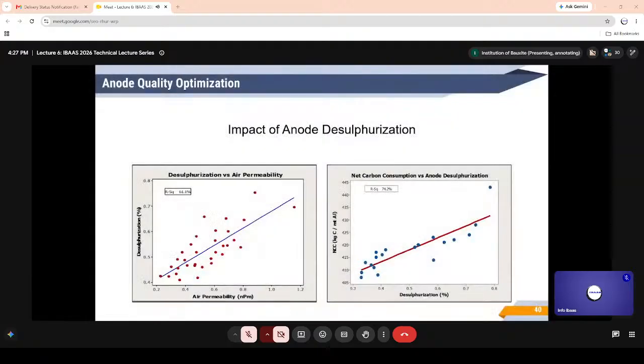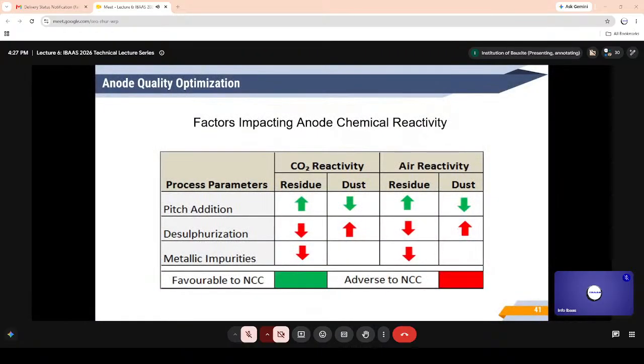Desulfurization of anodes creates permeability and additional surface area for secondary reactions. Excessive desulfurization is undesirable as it can increase carbon consumption. The table summarizes impact of pitch addition, metallic impurities, and desulfurization on CO2 and air reactivities. The impacts on net carbon consumption are also indicated.